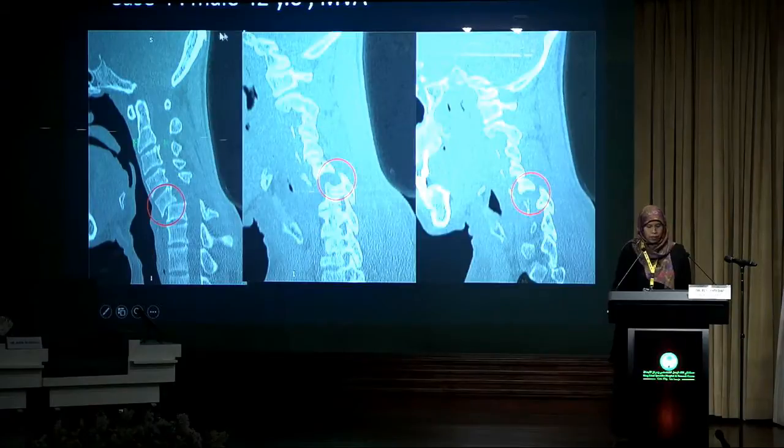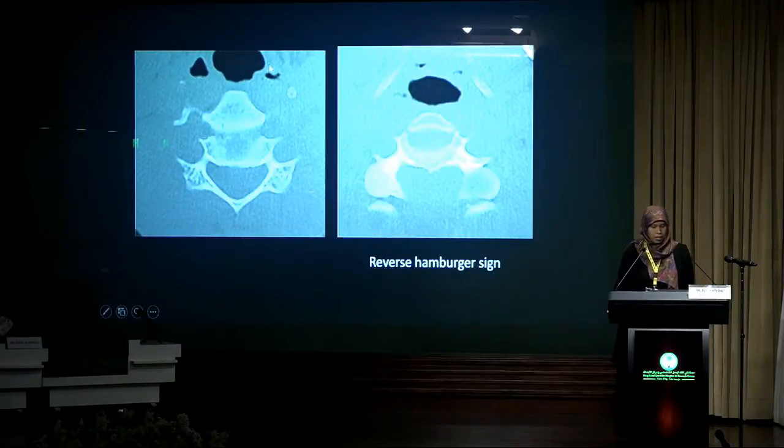The last case is a male, 42 years old, with a motor vehicle accident. From lateral CT, we can see an anterior listhesis of C5, with a listhesis degree of more than 50%, and also widening of the interspinous distance. On the parasagittal image, we can see facet dislocation on both the right and left sides. Axial CT image confirms the degree of listhesis, which is more than 50%. And we can also see the reverse hamburger sign that represents facet dislocation on axial CT.